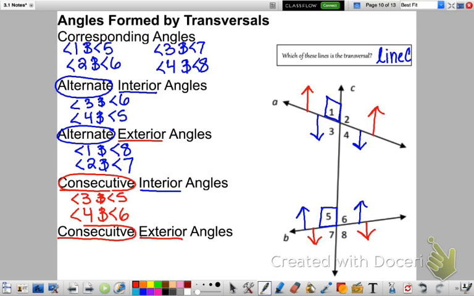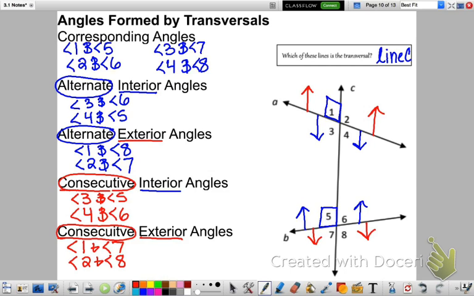Lastly, let's do the consecutive exterior. So this is going to be on the same side but still on the outside. So angle 1 would match angle 7, and angle 2 would match angle 8.